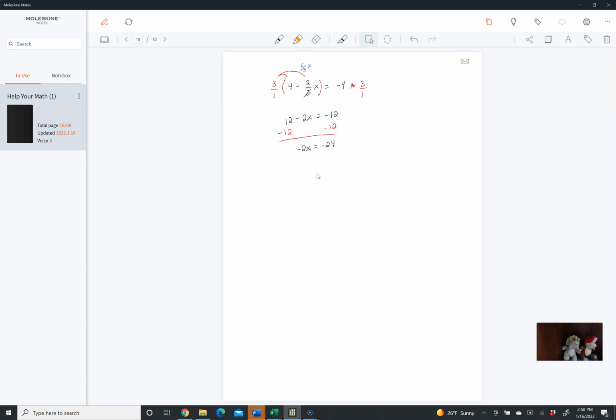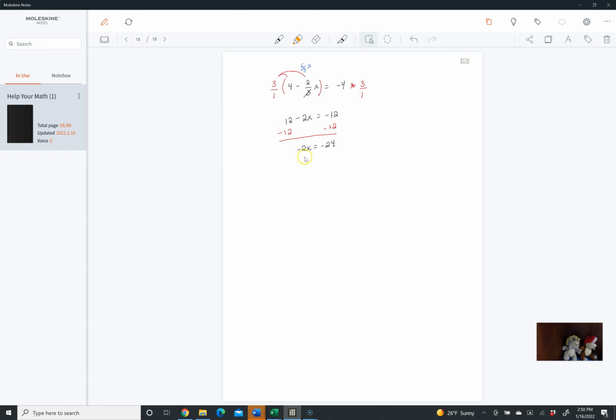You can absolutely move the x to the right if you want to make it positive, and move the -12 to the left. It's just longer, so it's up to you. This is one way to do it. There are usually 3 or 4 ways to do every problem.